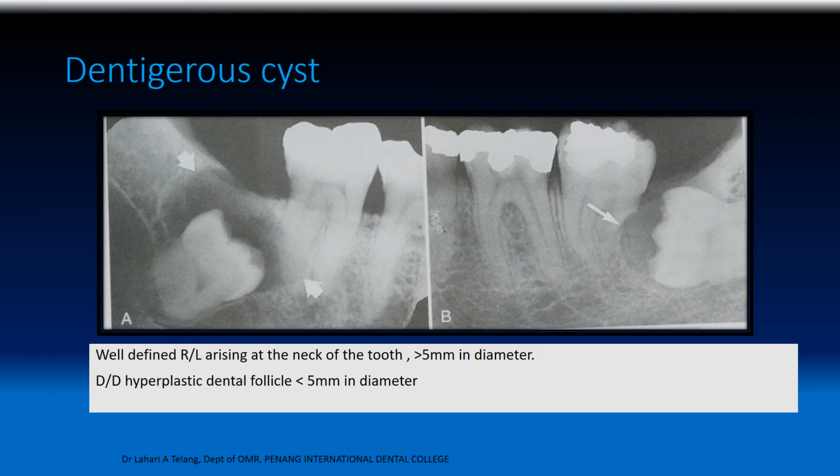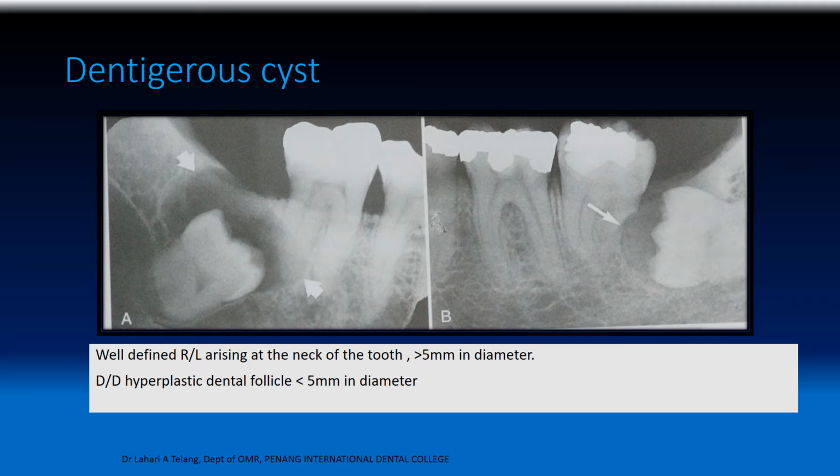Next, one of the most common cysts in the jaws is the dentigerous cyst, generally arising from the neck of a tooth. And again, I would like you to understand that radiolucency around a normally impacted tooth, which is less than 5 mm, could be a hyperplastic dental follicle.